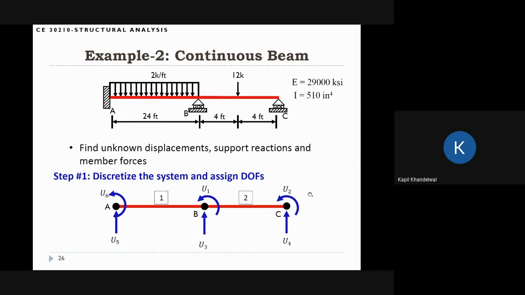All this degrees of freedom assignment is important only if we are doing hand calculations. If we do the programming in MATLAB, this doesn't matter; we can just do it in any order. But for hand calculation, it's sometimes convenient to assign the free degrees of freedom first. That's the reason I'm assigning U1 and U2, the free degrees of freedom, first, and then the rest are the supported degrees of freedom. Now we can go ahead and build the stiffness matrix and the PO vector as needed.